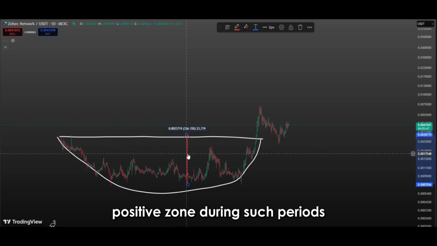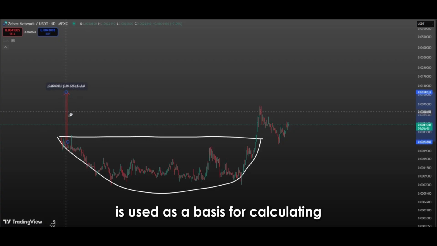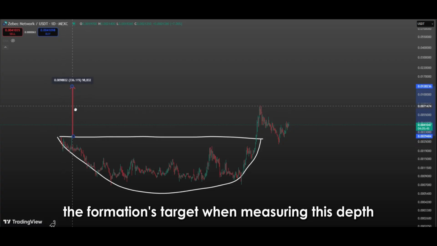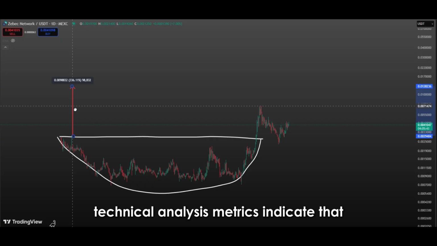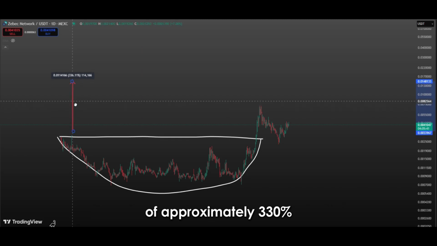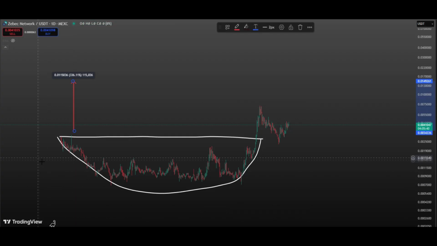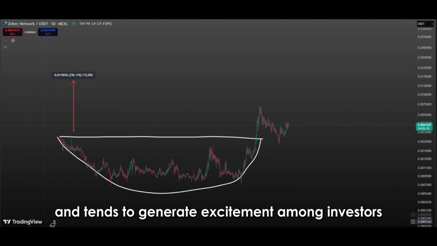During such periods, to estimate the potential upward movement, the depth of the cup is used as a basis for calculating the formation's target. When measuring this depth, technical analysis metrics indicate that if this formation completes successfully, the price may have an upside potential of approximately 330%. This represents a significantly higher target from the current level and tends to generate excitement among investors.